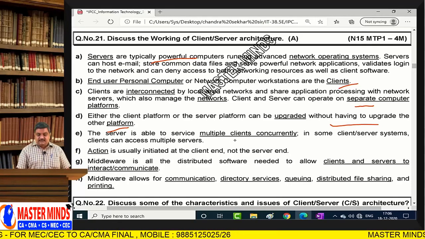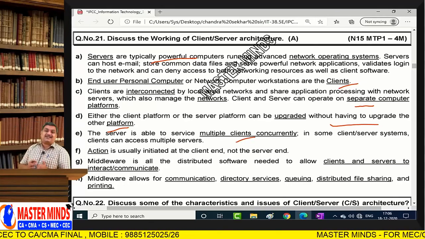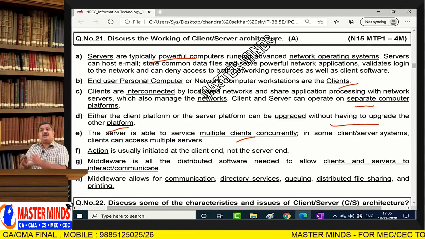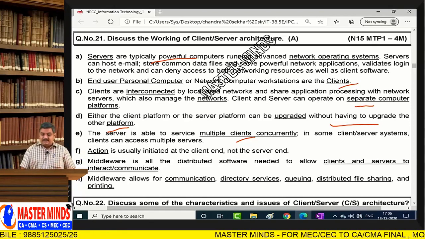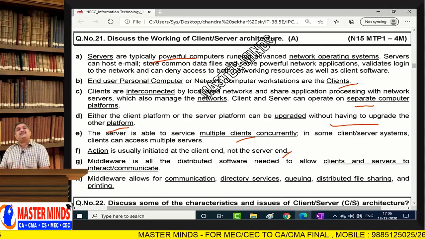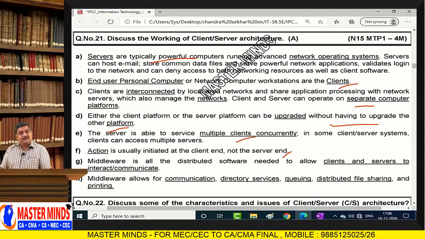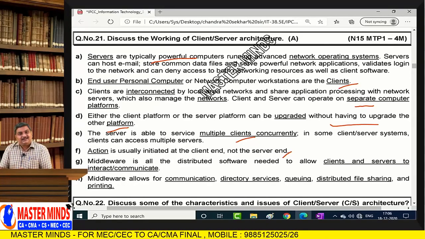And the server is able to service multiple clients, that is the beauty of the server. That is the duty and beauty of the server. It has to service multiple clients simultaneously, sometimes hundreds and thousands of them. And action is usually initiated at the client. When will the server respond? Only when the client asks it something. Otherwise, the server will not tell you anything. Whenever you type something, then only the Google server responds, isn't it?